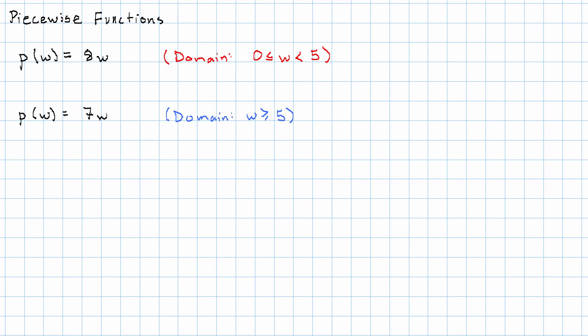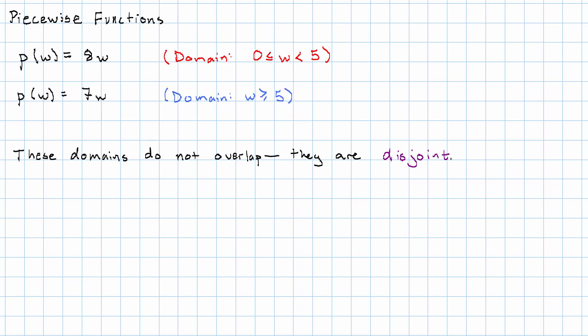The thing that we notice most about these domains is that these domains do not overlap. They're what we call disjoint. Disjoint literally just means they don't overlap each other. That's important because that means that for any particular value of w, only one of these applies. When we have this situation, we can take these two functions and essentially tape them together in order to make a new function.